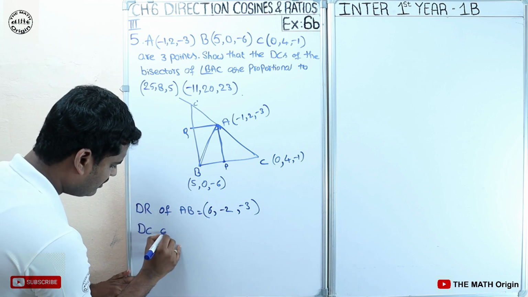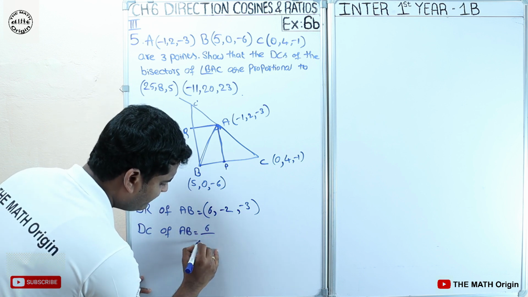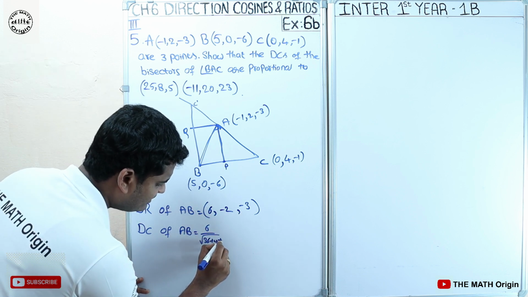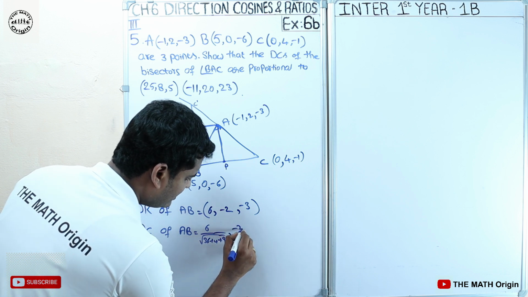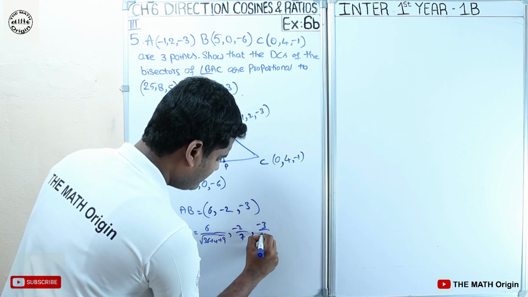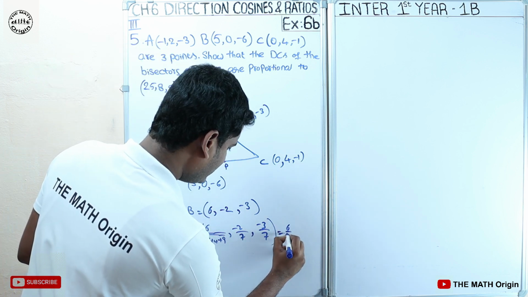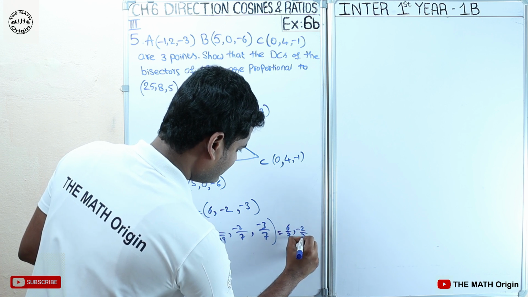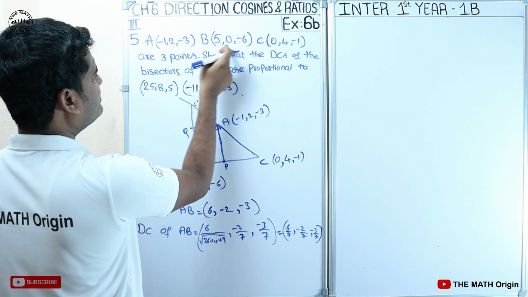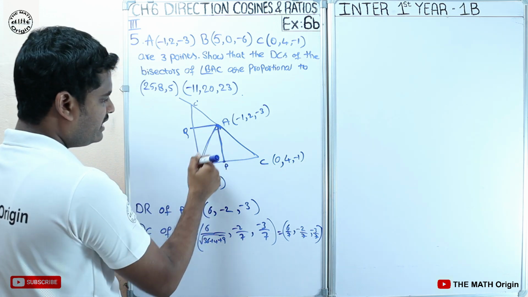Now the DC of AB, direction cosine of AB, we know the formula: a by root of a square plus b square plus c square. 6 square is 36, plus 4, plus 9, that is 49, and root 49 is 7. Therefore the direction cosine of AB is 6 by 7, -2 by 7 and -3 by 7. Now we got the AB direction cosine.